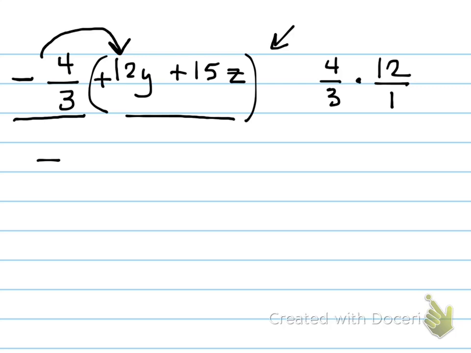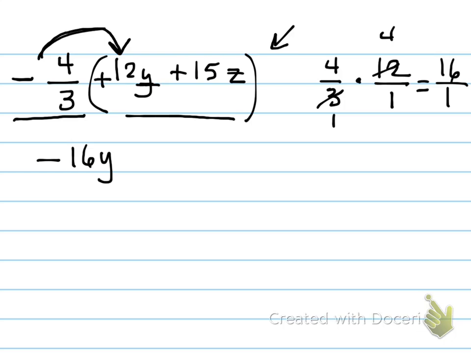Okay, so when I'm multiplying, what do I do first then? Reduce. What will reduce here? They'll both divide by 3, so that gives me a 4 there and a 1 there. Then I just multiply across, which gives me 16 over 1, which is just plain old 16. What else did this have in it up there? Y. So my term is going to have a y in it. When you're multiplying by a number, the only part that can change is the number, right?